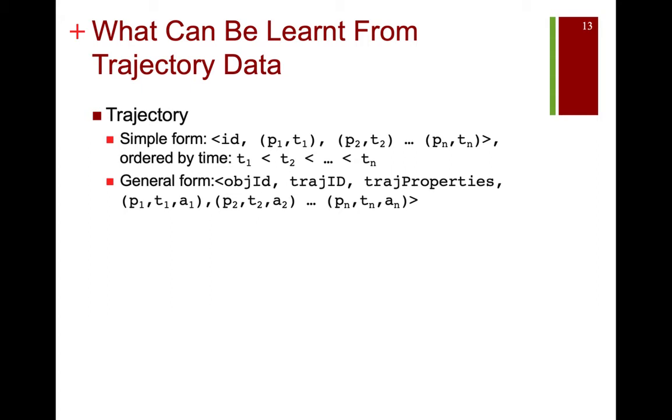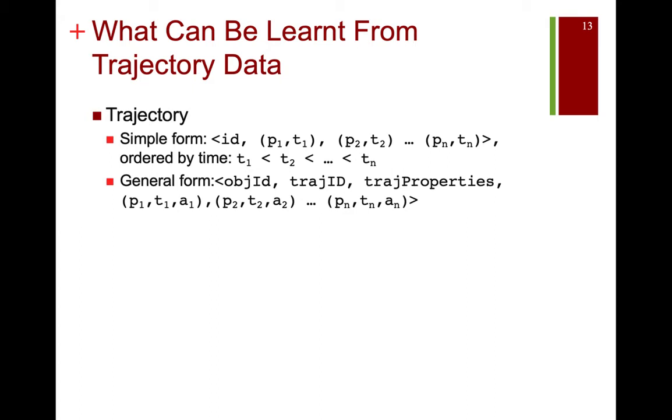In reality, there could be some additional attributes attached to the trajectory, like whether the vehicle is vacant or with passengers in a taxi trajectory, what kind of travel mode this trajectory takes, the purpose of the travel, and so on. So a more general form of the trajectory actually contains an object ID, a trajectory ID, some property of the trajectory, and also a sequence of tuples consisting of not only location and timestamp, but also an additional attribute.